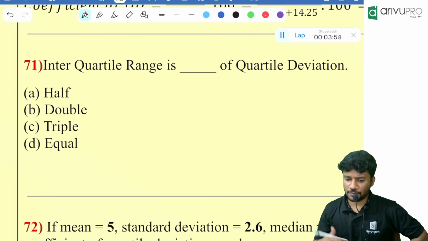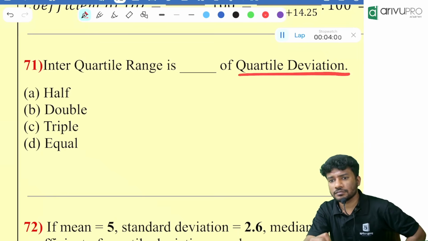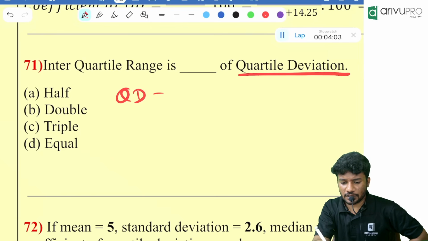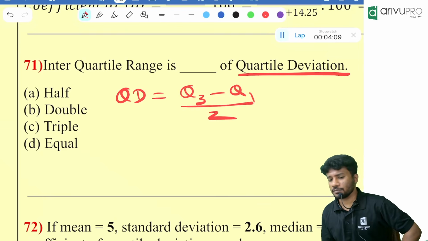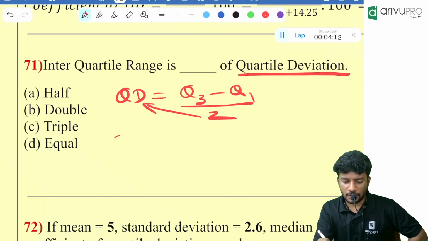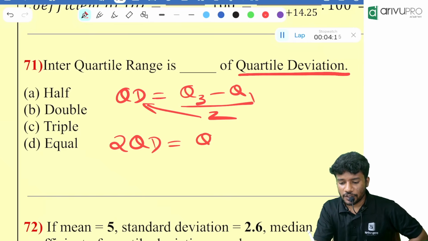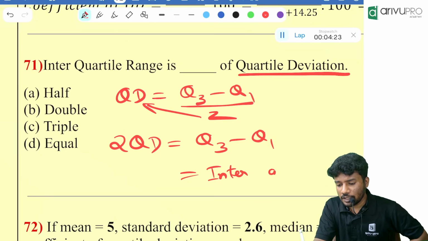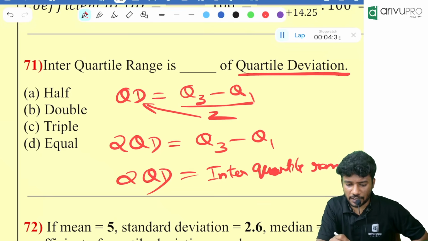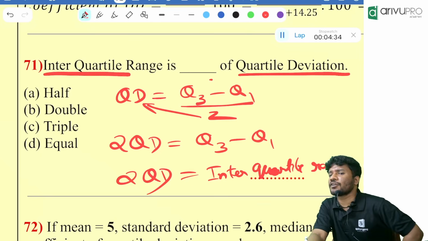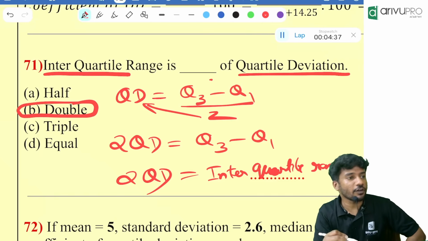What is the formula for quartile deviation? Quartile deviation is nothing but Q3 minus Q1 divided by 2. Cross multiplied, it will become 2 into QD is equal to Q3 minus Q1. So what is this Q3 minus Q1? That is nothing but the interquartile range, correct? So 2 into QD is equal to interquartile range. So interquartile range is double of quartile deviation.